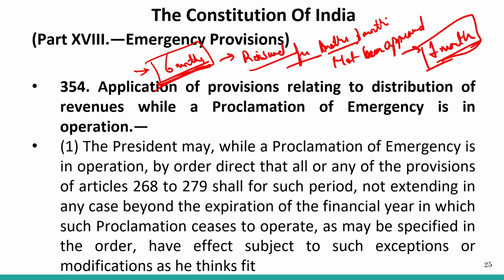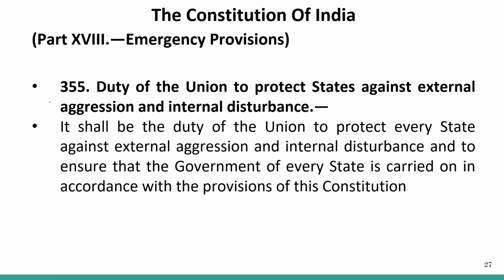Who is going to proclaim emergency? It is the president who is going to proclaim the emergency. On what basis? Once it has been issued by the cabinet ministers, that is the council of ministers along with the prime minister, that such proclamation needs to be addressed and it has been given to the president in writing. So this is how the whole emergency shall take place. Now, application of provisions related to distribution of revenues when a proclamation of emergency is in force, this is something which is not important for you, so we will be skipping it.